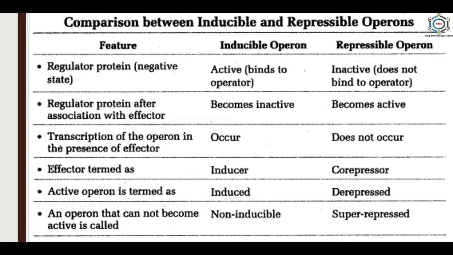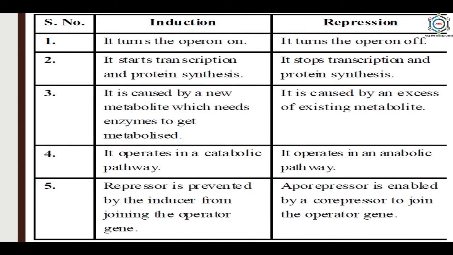Next, the effector is termed inducer in the inducible operon, while in the repressible operon it is the co-repressor. Next, the active operon is termed induced in the inducible operon and derepressed in the repressible operon. An operon that cannot become active is called non-inducible in the inducible operon and super-repressed in the repressible operon. So this is the comparison. So what are the main differences between induction and repression? First, induction turns the operon on and repression turns the operon off. Induction starts transcription and protein synthesis while repression stops transcription and protein synthesis.